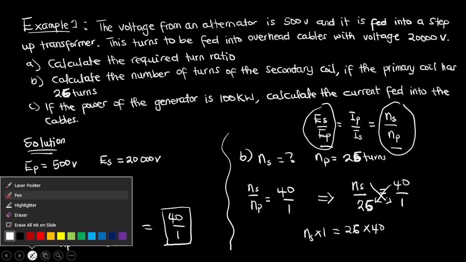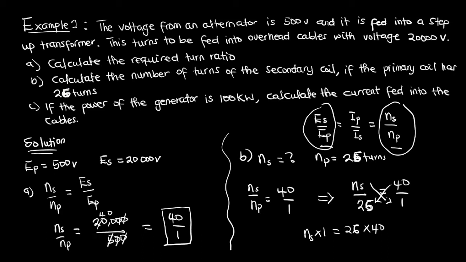So let me use another color for that. Okay, but regardless whether it's 25 or 26, the answer you will get is just simply multiplication. So this side is going to be 25, multiplied by 40, and then if we do that, it's going to give us 1,000 turns. So the number of turns in the secondary side is 1,000 turns. Are you okay? So this is the answer for the B part.